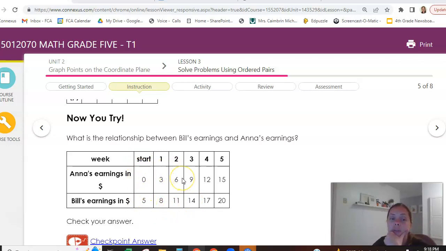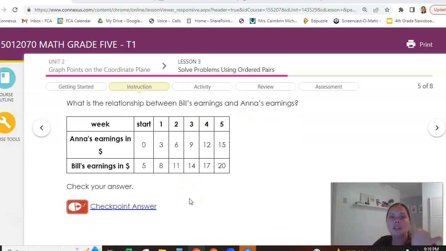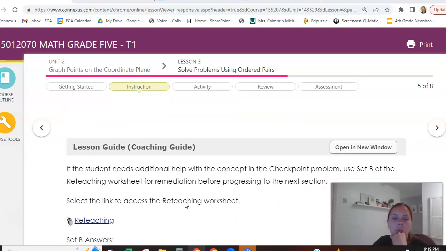So I know the first one for Anna, everything's going up by 3, right? 3, 4, 5, 6, 7, 8, 9, 10, 11, 12. What about Bill? Does that work as well? Let's just try it out. 5, 6, 7, 8, 9, 10, 11, 12, 13, 14. So what's the relationship? I'm starting to see there's a pattern here. They're both going up by 3 each week. So I had to kind of look at both of them and figure out what that was.